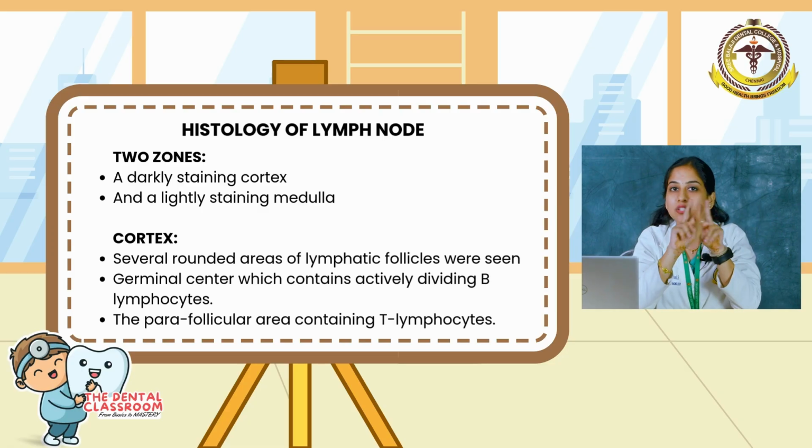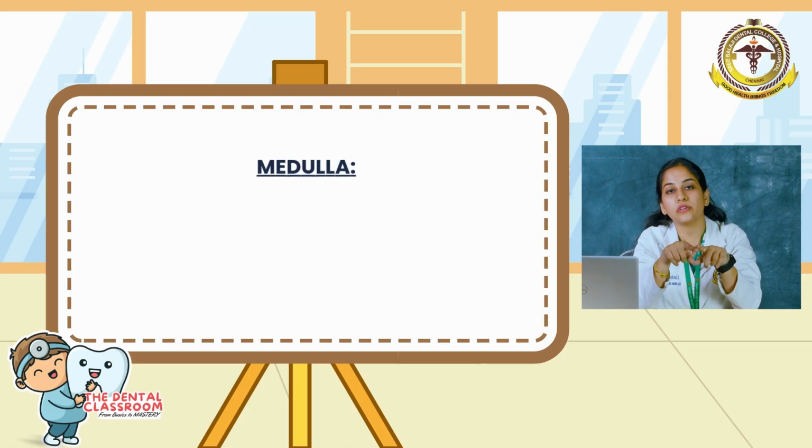Basically it has two zones, a darkly stained cortex and a lightly stained medulla. We're going to concentrate on the cortex and the medulla. First we will look at the cortex. So what is the cortex? It is the darkly stained outer layer, the peripheral shell of the lymph node. Several rounded areas of lymphatic follicles will usually be seen in the cortex. There will be a germinal center which contains the dividing B lymphocytes. The parafollicular areas contain the T lymphocytes. So this is the exact structure of a cortex.